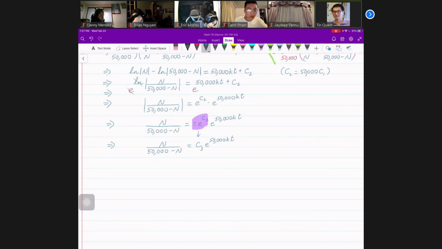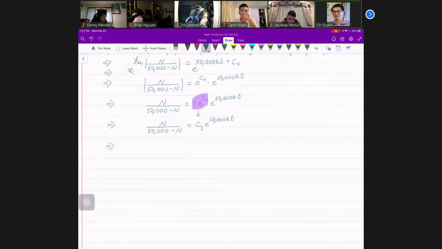Okay, so now what's next? I want to solve for n. So I need to multiply both sides by that factor 50,000 minus n. So n is equal to 50,000 minus n times c sub 3 e to the 50,000 kt. So imagine this is only one logistic equation. I told you my research was over 30 logistic equations. So it's a system of over 30 logistic equations.